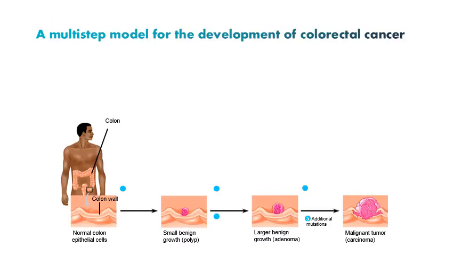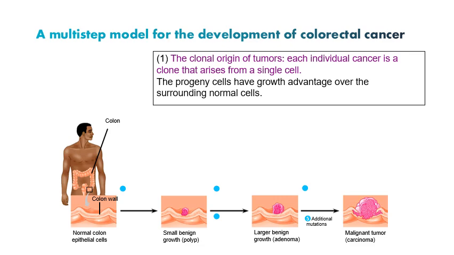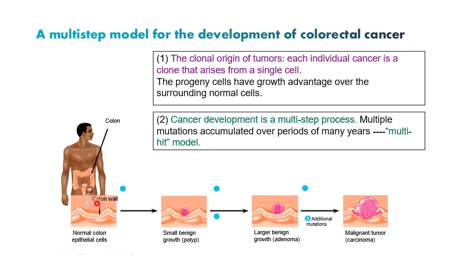So here is the multi-step model for the development, for example, of colorectal cancer. Colorectal cancer is the cancer that happens in the colon. The clonal origin of tumors means each individual cancer is a clone that arises from a single cell. For example, here you have the colon wall. The normal colon epithelial cell will have some abnormal growth. Then the cancer will start to develop.